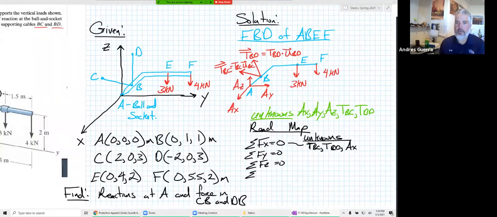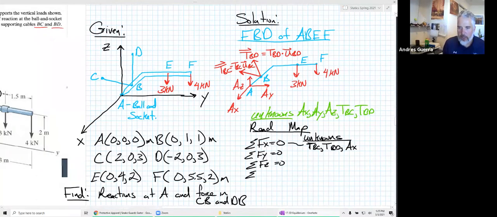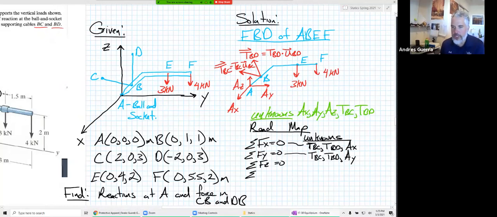Okay, so right now, if we think about our roadmap, if we did sum of force in the X direction, we would have 3 unknowns. Is there any way to solve for 3 unknowns with 1 equation? No. So let's look at sum of forces in the Y. That would have a TBC, a TBD, and it would also have an AY. So now we have 2 equations, but we have a total of 4 unknowns. So still no way to solve this.